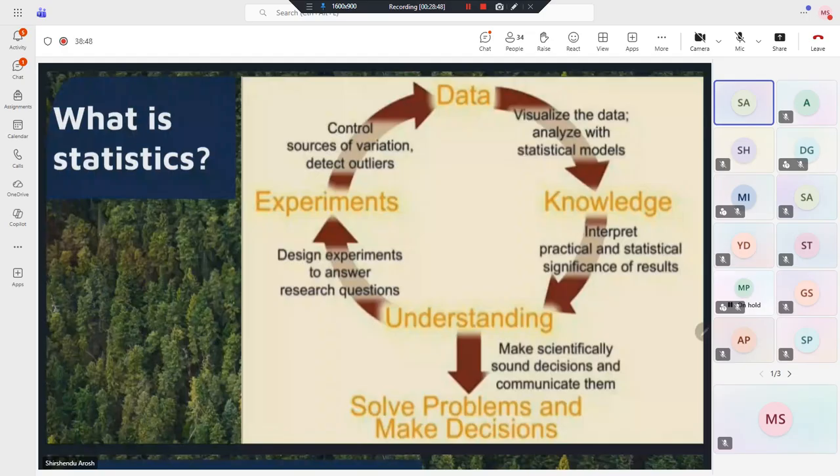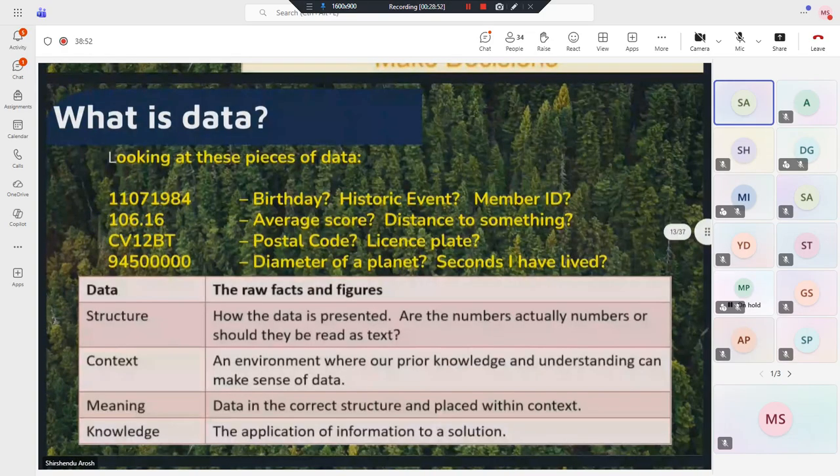Before going to our main discussion, if you remember the cycle: first we identify the problem, then we collect data, and then we interpret it. Our main discussion is on the interpretation part. But before that, I would like to talk a little bit about data, right?